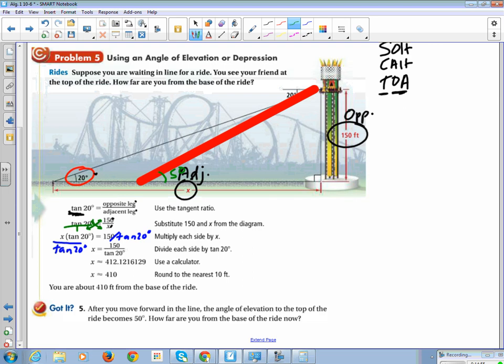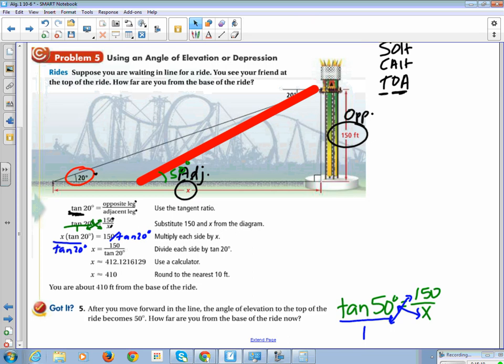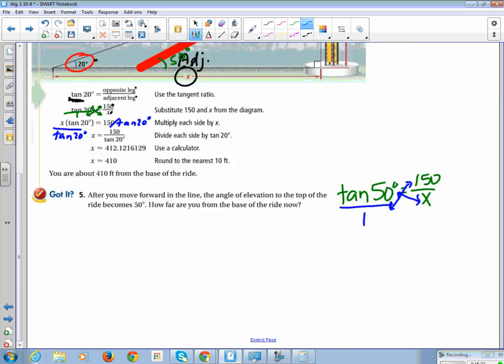We're going to have a new x value. So we're just going to rewrite our tan equation, instead of 20 degrees, we're going to have 50 degrees. 150 is going to be the same. x is going to be the same. So I'm going to put this over 1, and I'm going to cross multiply because I love cross multiplying. When I do that, I get x times the tangent of 50 degrees is equal to 150.